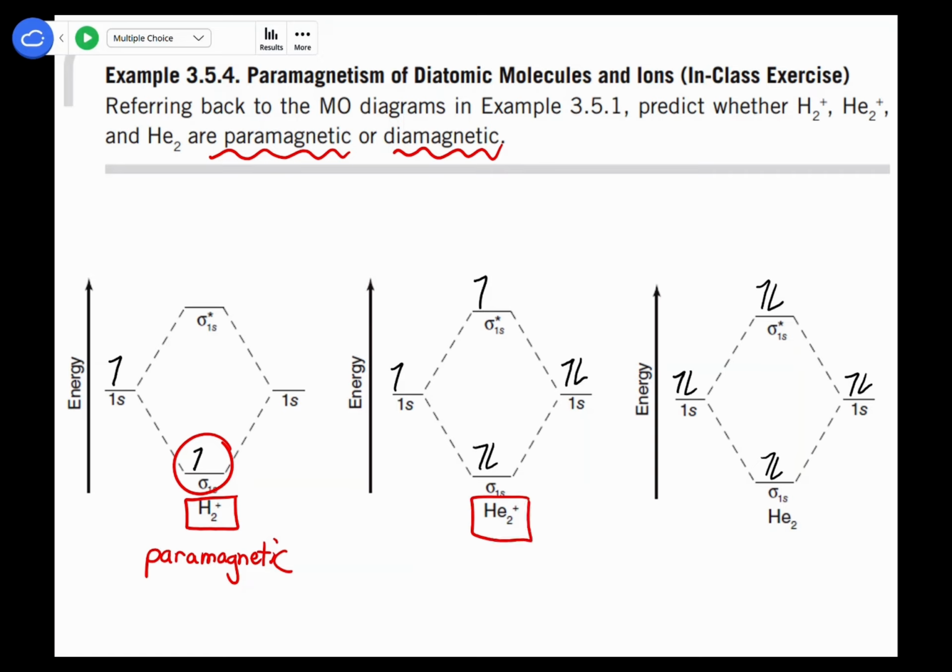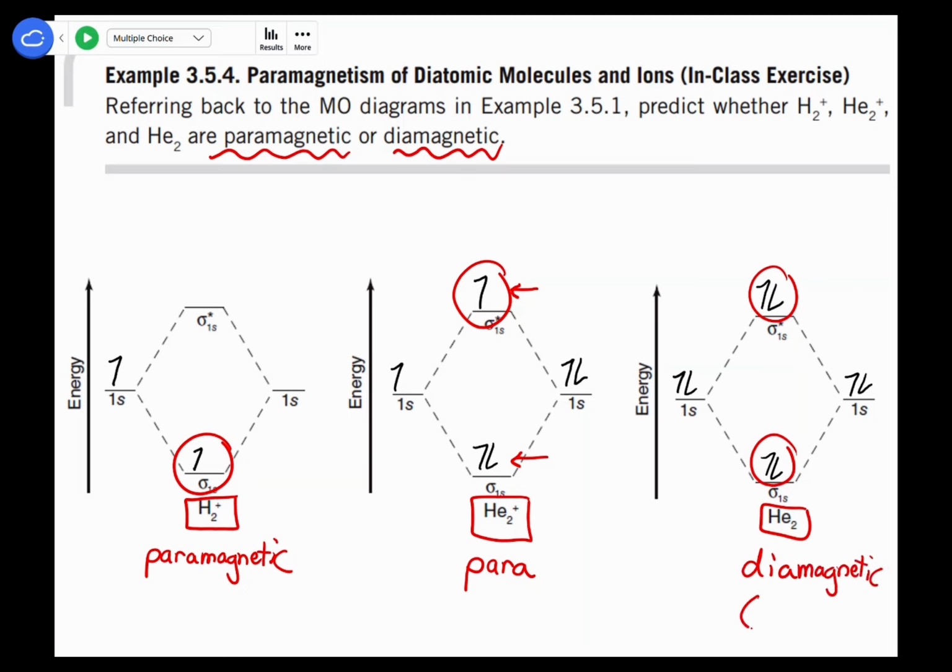He2+ has 2 paired electrons, but 1 unpaired electron. Unpaired tells us that this is also a paramagnetic species. In contrast, He2, all of its electrons are paired, so it is diamagnetic. But in reality, it does not exist, DNE. Is it diamagnetic? Doesn't exist anyway. But hypothetically, all its electrons are paired.